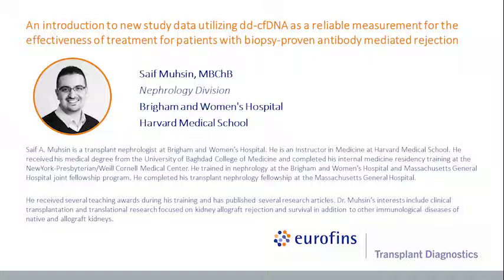Dr. Muhsin is a transplant nephrologist at Brigham and Women's Hospital. He is presenting an introduction to new study data utilizing donor-derived cell-free DNA as a reliable measurement for the effectiveness of treatment for patients with biopsy-proven antibody-mediated rejection.